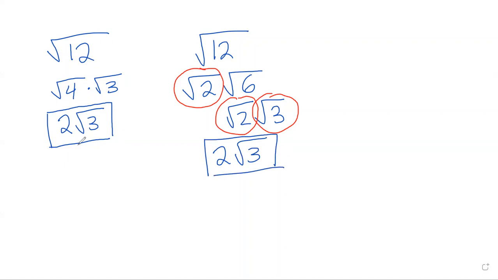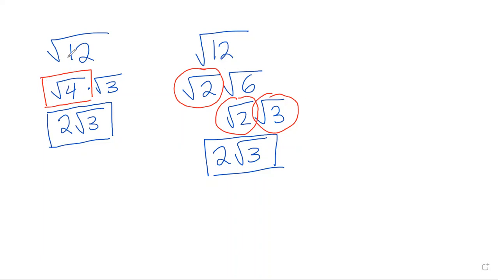Why was the one on the left a little bit quicker? Well, the one on the left was quicker because I separated root 12 into a number that specifically has a square root. In other words, a number that is a perfect square. 4 is a perfect square. Whereas on the right side here, the two numbers that I separated 12 into, 2 and 6, neither one of those is a perfect square. So I had to keep going.